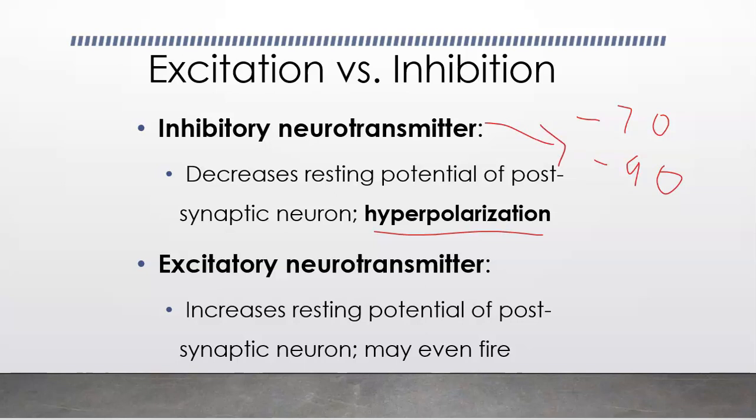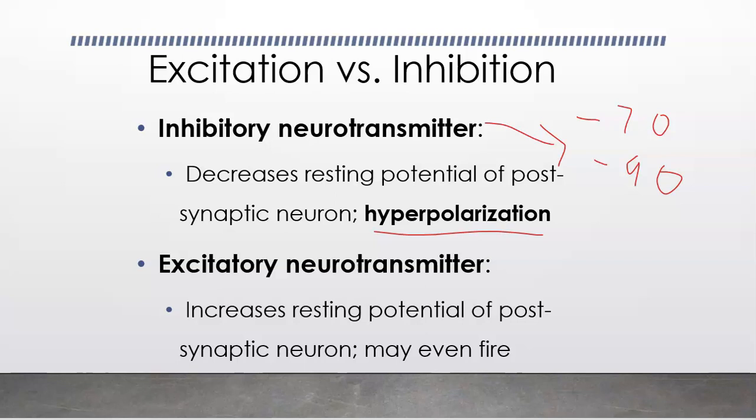So that's what inhibitory does. It makes it more negative, and that means it's harder for the cell to fire, right? Because remember, we need to reach the threshold for an action potential. So by lowering the resting potential of the cell membrane, we're inhibiting the cell from firing.